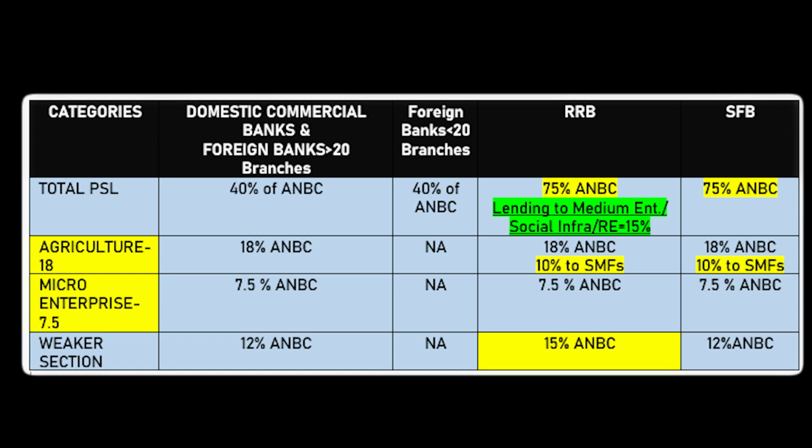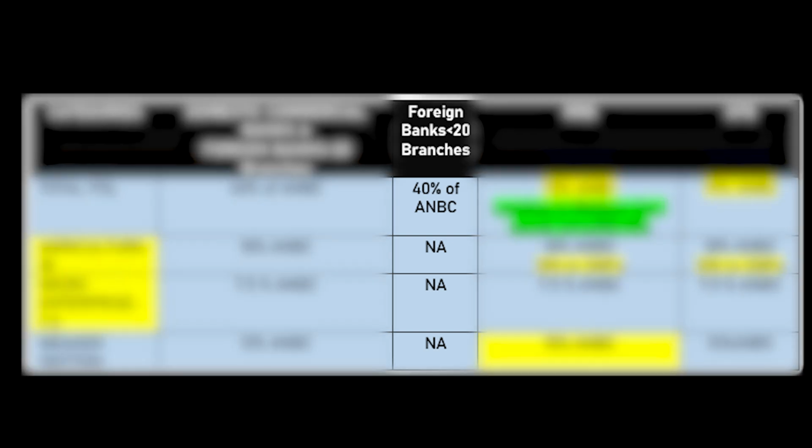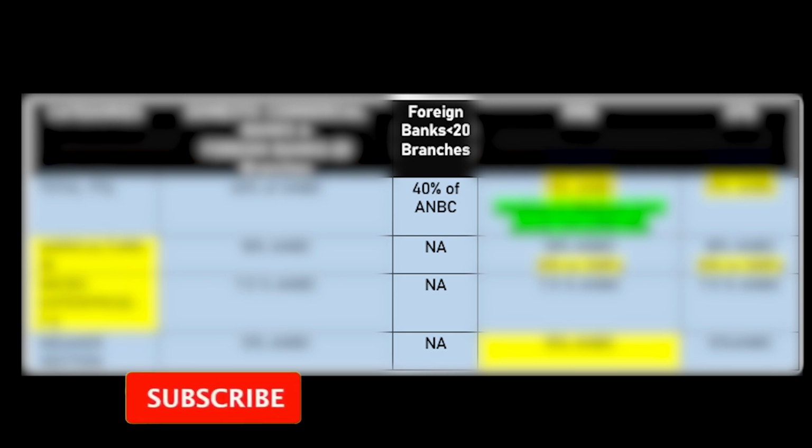For the weaker section, the target for all the other banks is 12%, whereas for the RRBs, it is 15% of the ANBC. Foreign banks with less than 20 branches in India, remember they do not have any segmented targets. They only need to maintain 40% of ANBC as the priority sector lending target.